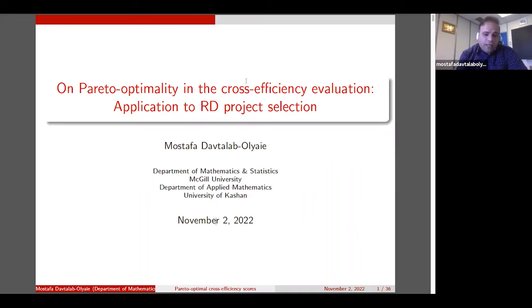Finally, we show that you can find a common set of weights for all DMUs to generate a set of Pareto cross efficiency scores. In fact, if you evaluate the aggregate DMU, which is the average of all DMUs, and obtain the best weights for the aggregate DMU, using these weights you can generate a set of Pareto cross efficiency scores. Finally, we applied our method to an R&D project selection application, and show that our approach can do better resource allocation.